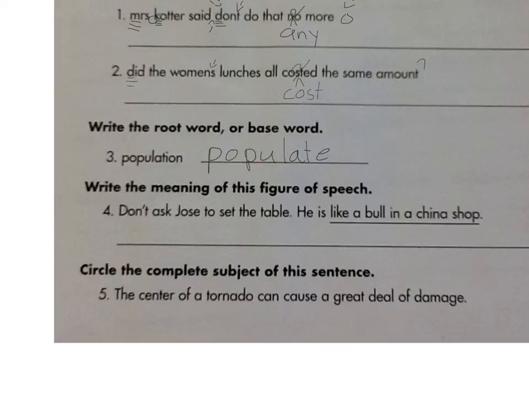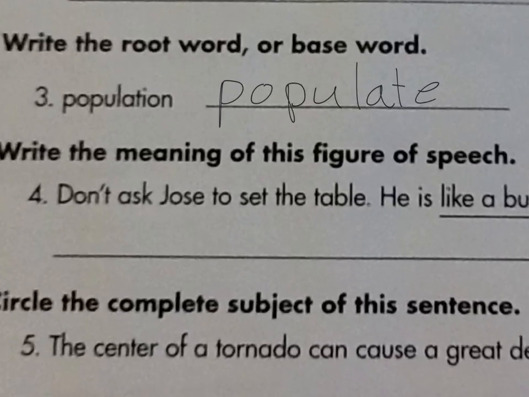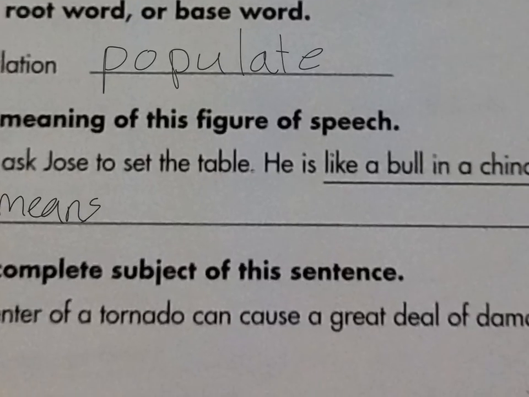It looks like it's either Josie or Jose, but we know that we don't want him to set the table. He's like a bull in a china shop, not like the country China. It's not capitalized, like the fancy plates made out of china. So, using our context clues, based on our information, we know it means someone who's very clumsy.